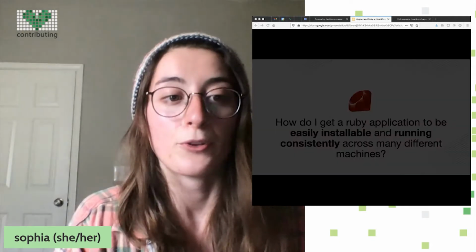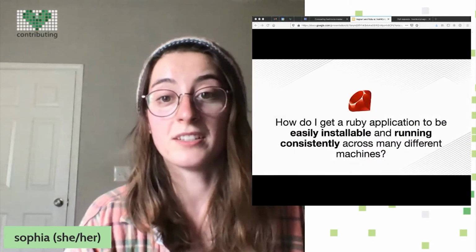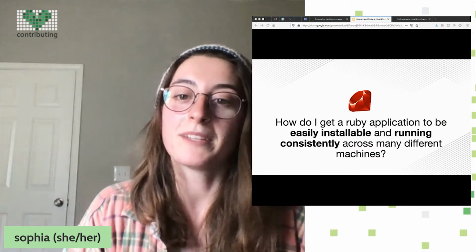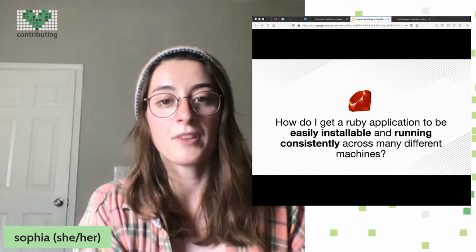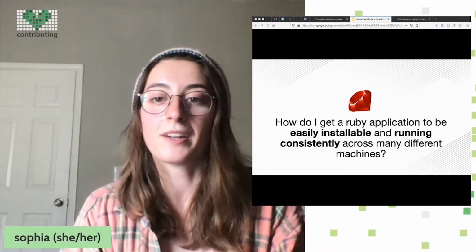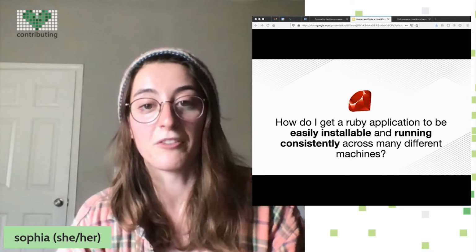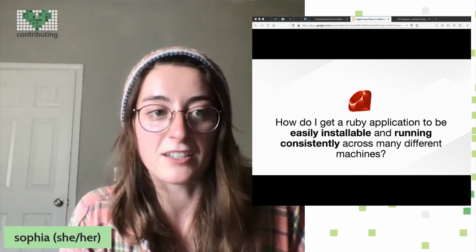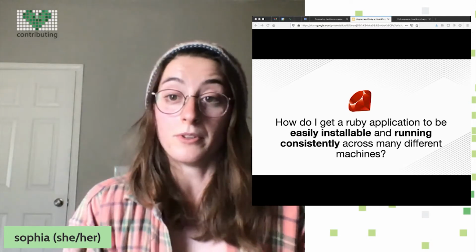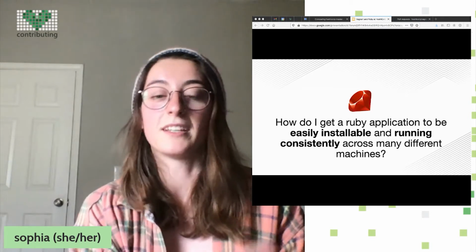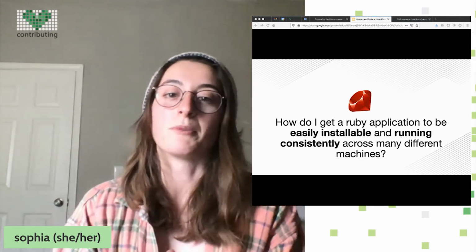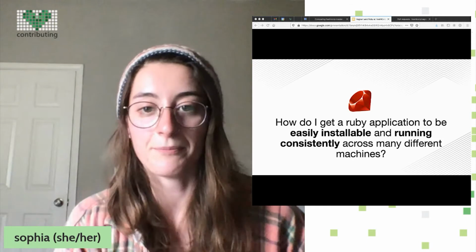So the question is, how do I get a Ruby application that can be easily installable for the user, but also run consistently across many different types of machines and also maybe many different platforms? The answer for Vagrant is to build an installer that has the Ruby runtime already embedded into it.